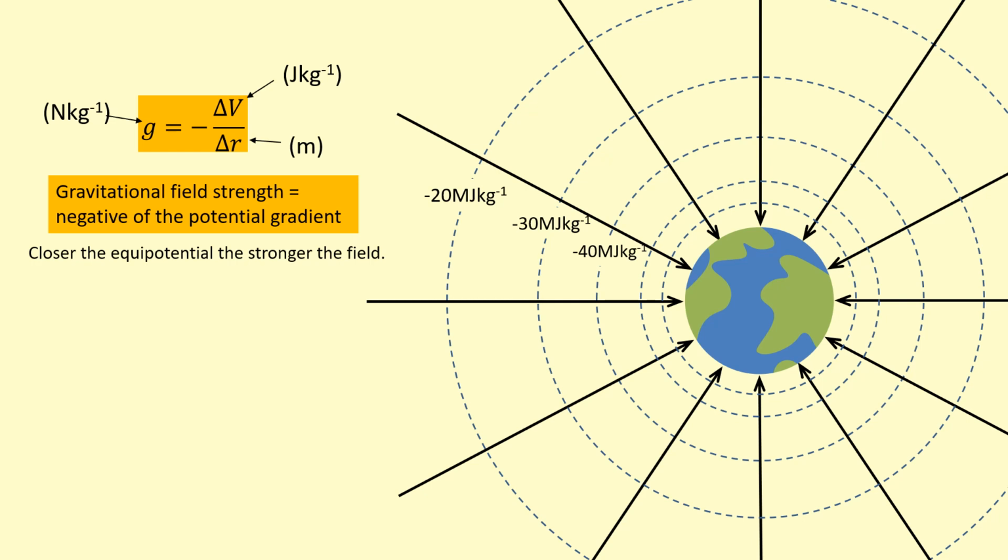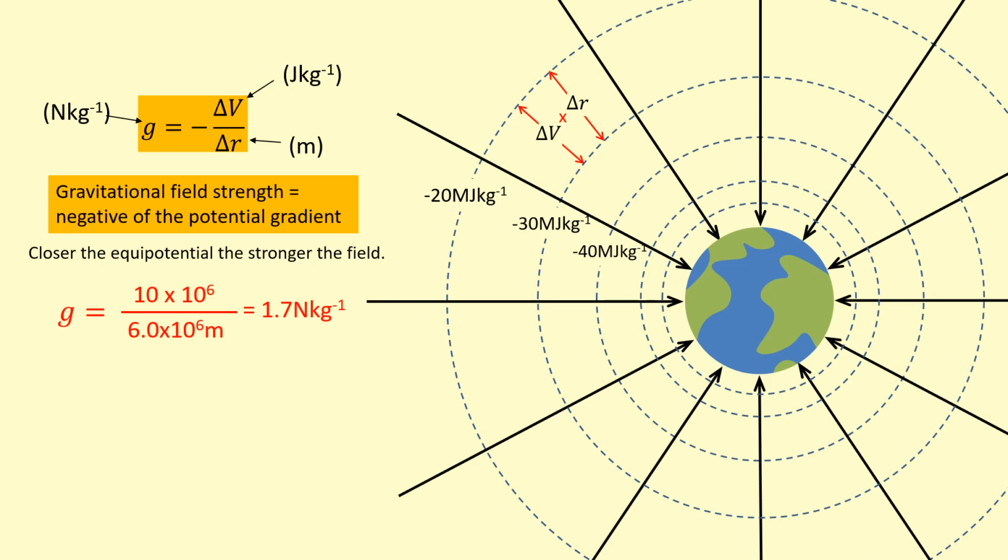For example, if I want to find the gravitational field strength at x, I'd do the change in potential, which is 10 megajoules per kilogram, divided by the distance between those points. As an example, at that point it would be around 1.7 newtons per kilogram. So I've divided the change in potential by the change in distance between those 2 points.